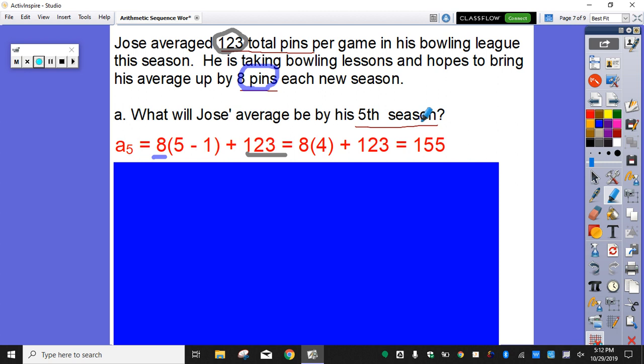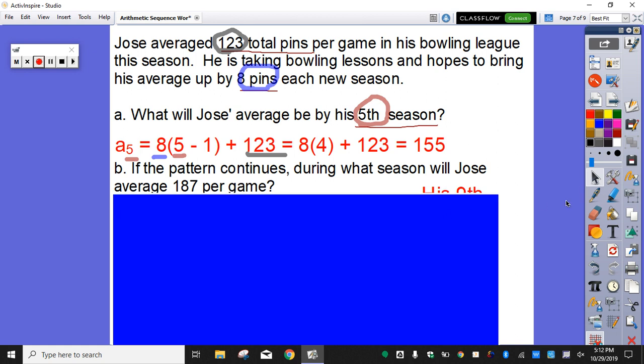And then the fifth season, that's a switch up on units, so that tells me that is an N value, which goes here and here. And then I have no variables. I don't need to solve, I just need to evaluate, and I get 155.